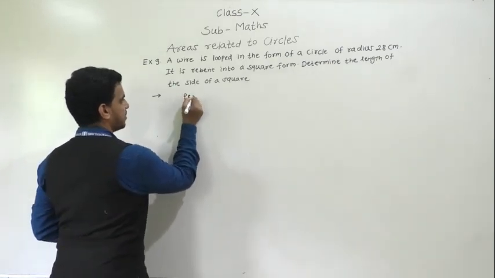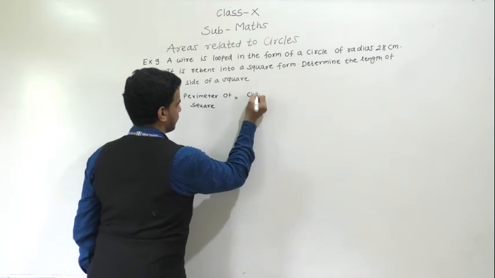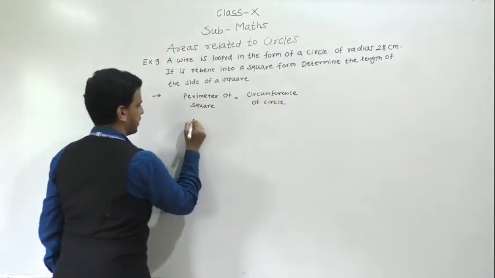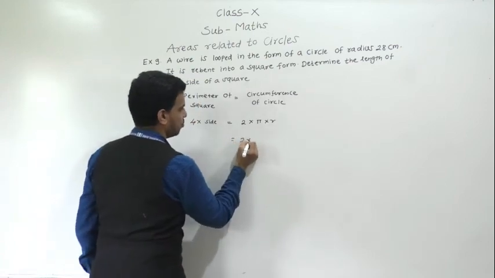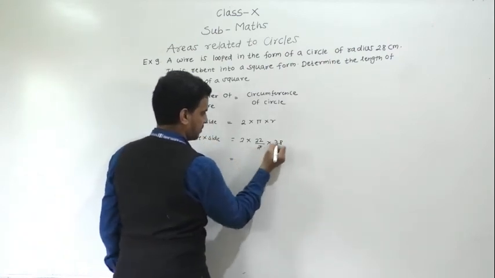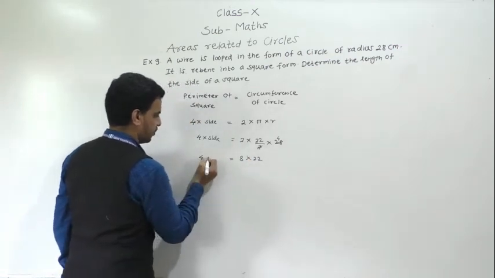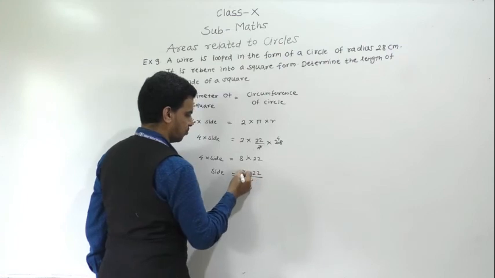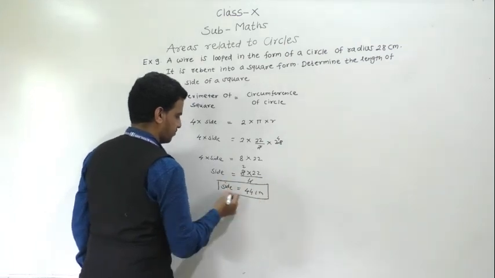So we know that same wire it is, so perimeter of square is equal to circumference of circle. So perimeter of square, that is 4 into side, so 4 into side is equal to 2 pi r. So 2 pi is 22 by 7, r is 28, it is equal to 4 into side. So if we simplify this, 7 4s are 28, 2 4s are 8, into 22, and this 4 into side, this 4 divide here, so side is equal to 8 into 22 divided by 4, so 4 2s are 8, 22 2s are 44 centimeter. So side of square is 44 centimeter.